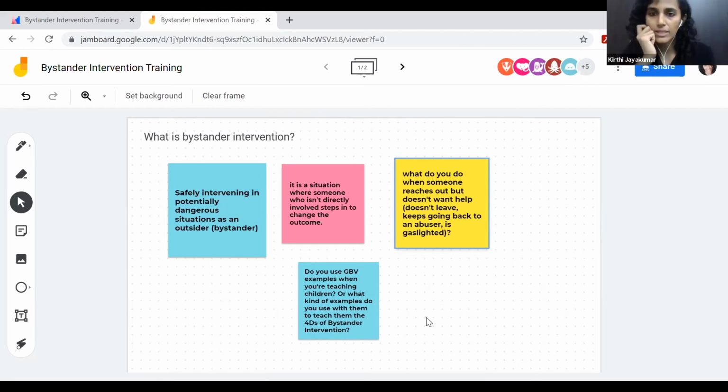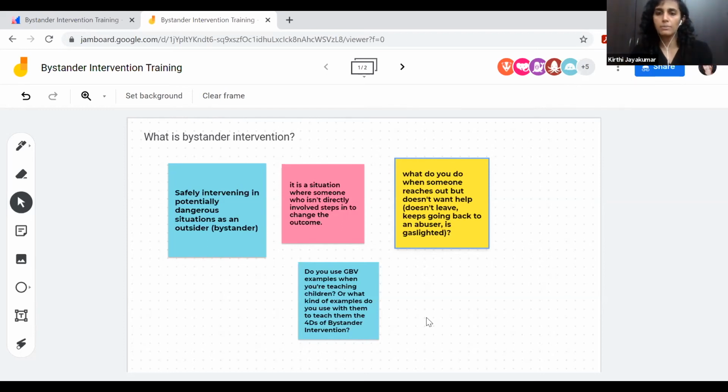So what I also see is, oh, I'm sorry, I think I misunderstood your question. What do you do when someone reaches out but doesn't want help and doesn't leave, keeps going back to an abuser or is gaslighted? This is really tricky. One of the things to remember here is that a person who is facing violence doesn't lose their agency because they're facing violence. They still get to decide how they want to proceed with their life. And leaving isn't as linear a decision for a person to make when they're part of the situation.